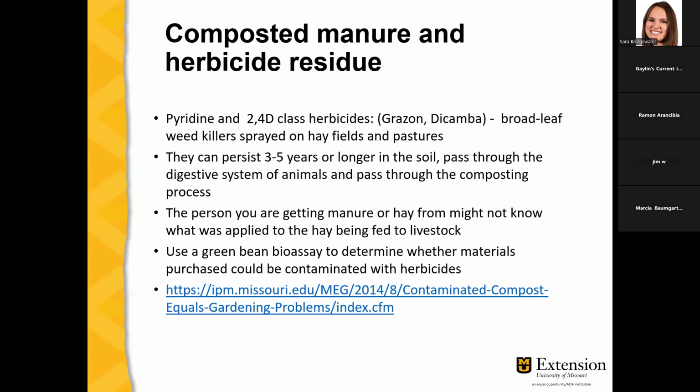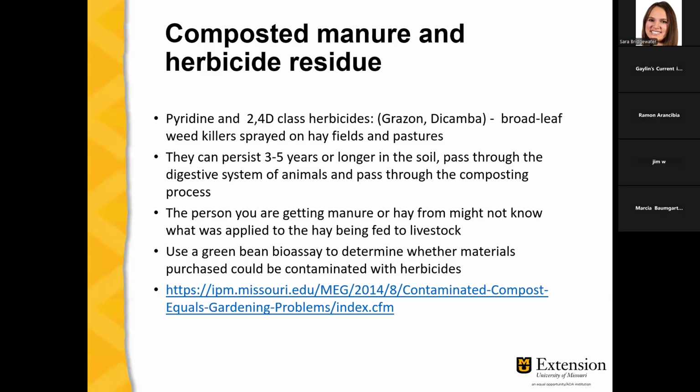Yeah, if they can guarantee that, and won't guarantee it to you in writing, better. I don't know if they're going to do it, but if you can ask them to do it, do it. The person you're getting the manure or hay from, you may not know what was applied to that hay or fed to livestock, but you want to find out, or they should be finding out where they're getting the material. If you buy something that is in doubt, you can use a bioassay.